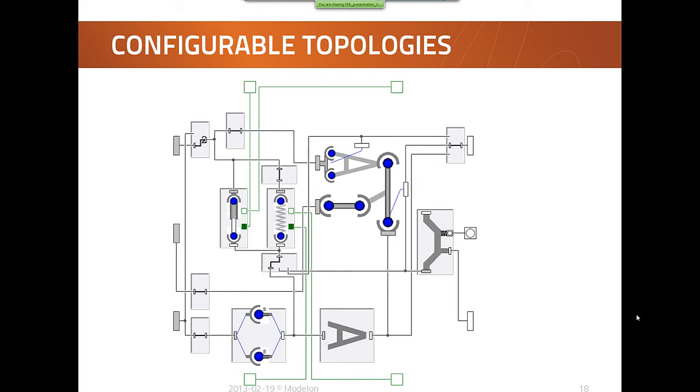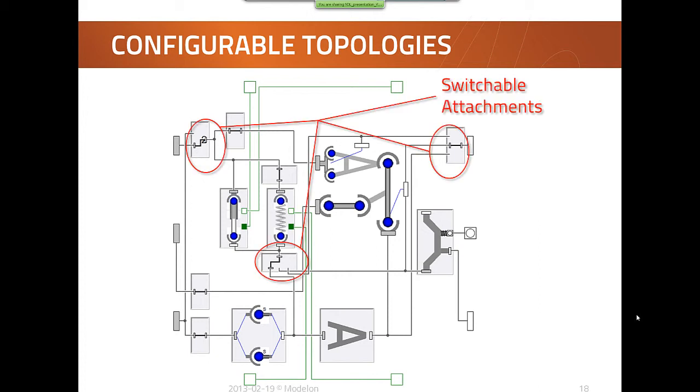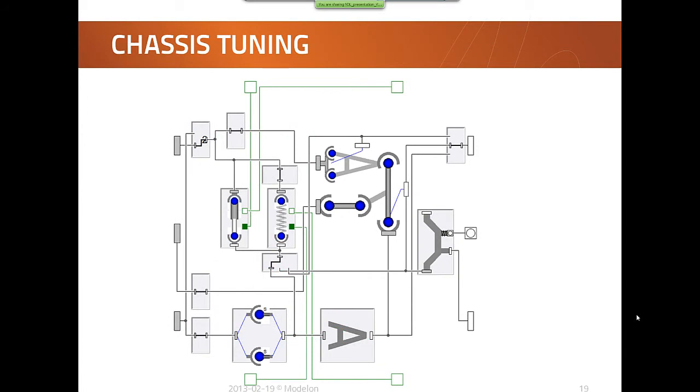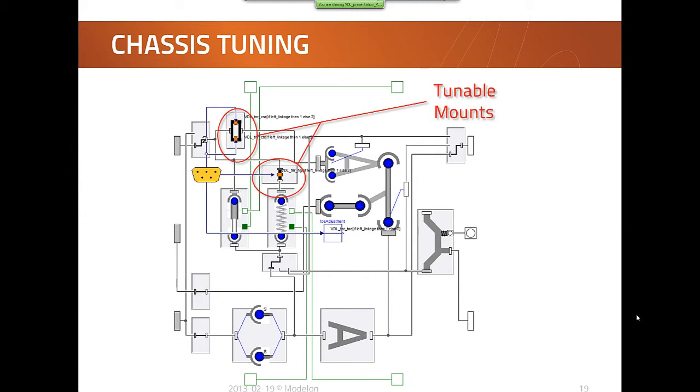So as you can see here, switchable mounts basically allow you to identify what the spring or what the damper is attached to. We also have replaceable mounts, so you can change a rigid mount to an adjustable mount. Which gets me to chassis tuning. Chassis tuning is also something that we added in version 1.6. And basically, you can take a rigid mount and add tunable mounts.